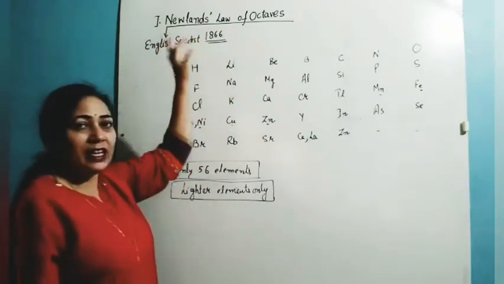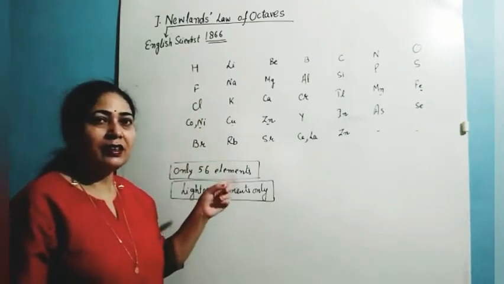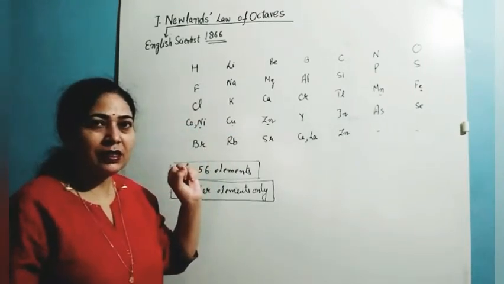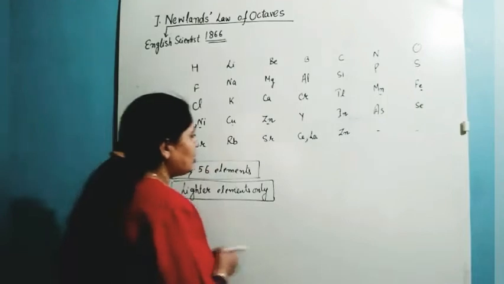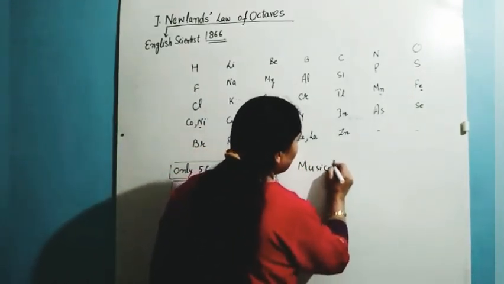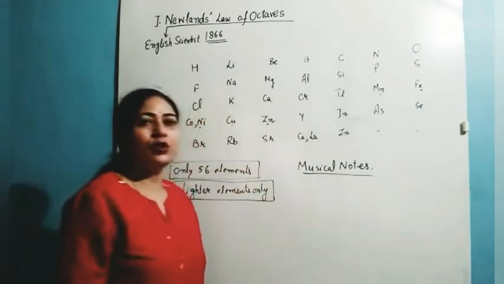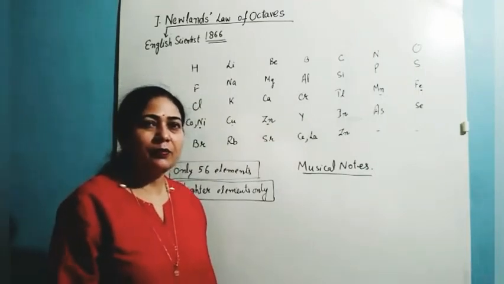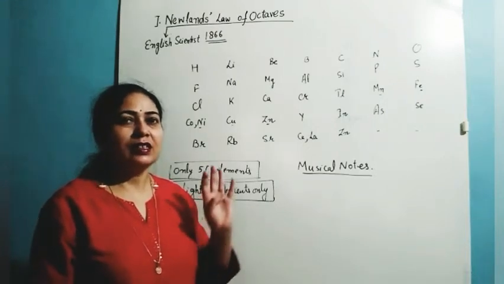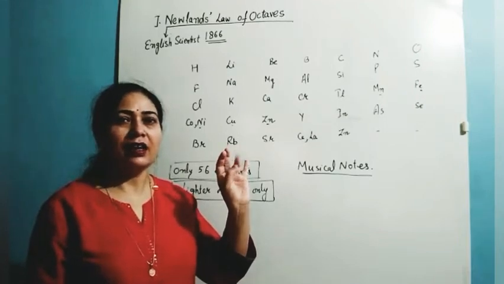John Newlands was an English scientist who in 1866 classified the then known elements on the basis of their increasing atomic masses. He arranged these elements according to the musical notes. Students, do you know how many musical notes there are? There are in total 7 musical notes. Which are these? Sa, Re, Ga, Ma, Pa, Dha, Ni.